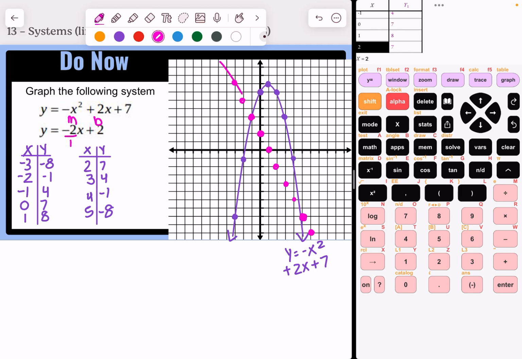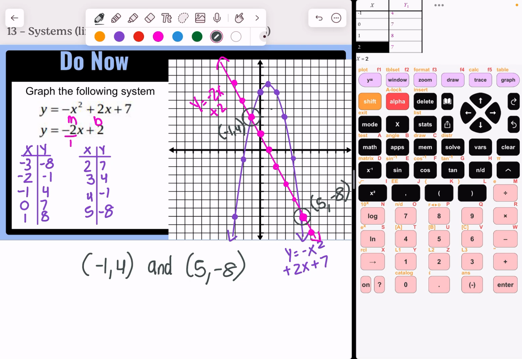Alrighty, and now let's connect these points. And this is the graph of y equals -2x plus 2. And the 2 points where it crosses are right here, which is the point -1, 4, and right here, which is the point 5, -8. So those are our two answers to the solution: -1, 4, and 5, -8. At those points, both equations are equal.